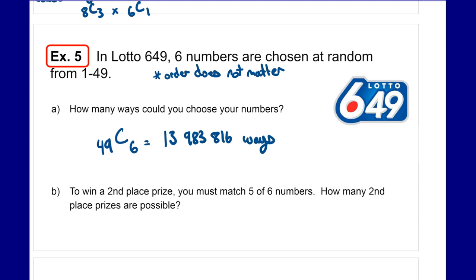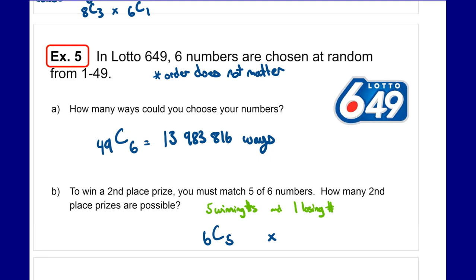To win second prize, you must match 5 of 6 numbers. How many second place prizes are possible? So if we only have to match 5 of 6 numbers, that means we have 5 winning numbers and one losing number. So when we go through this, it doesn't matter what the winning numbers are. There are going to be 6 of them, and we choose 5. So we get 6 choose 5, and, which means we multiply.